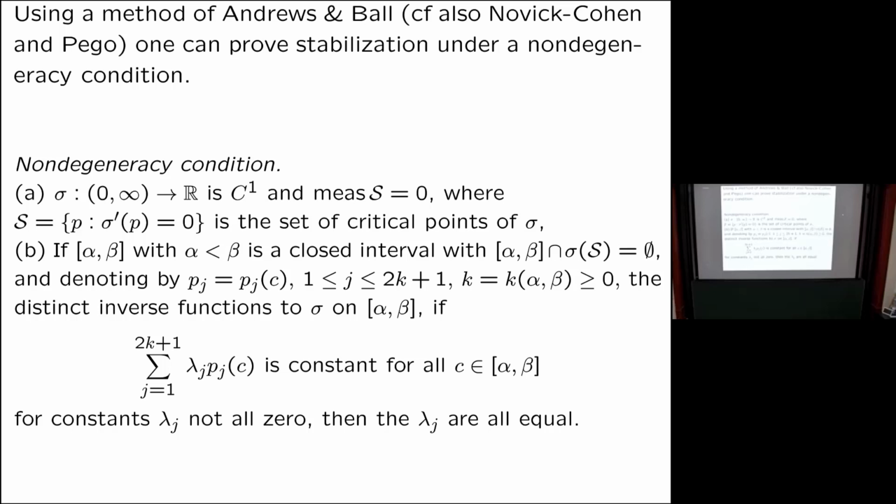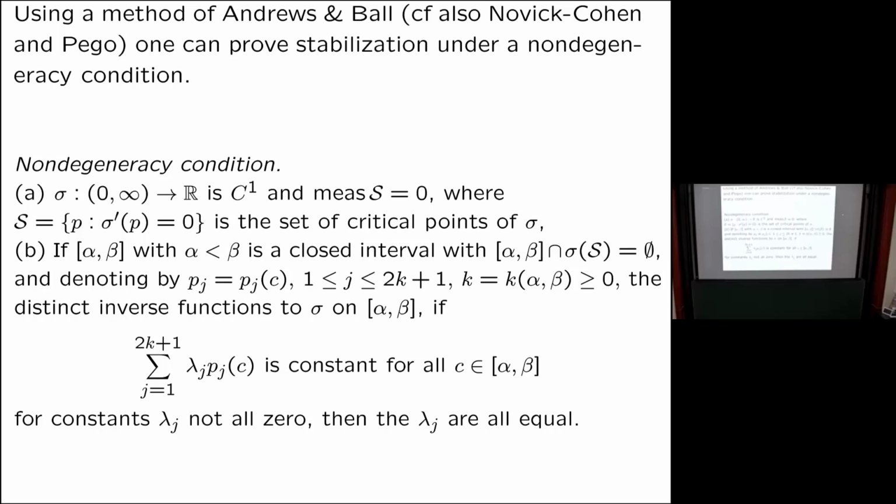Okay? And then you suppose that there are some constants lambda j which are not all 0, such that this linear combination, the sum of lambda j pj, is constant as you vary C up and down in this interval alpha beta. So the non-degeneracy condition says that if that happens, then the lambda j's have all to be equal. But we'll understand this a bit more.